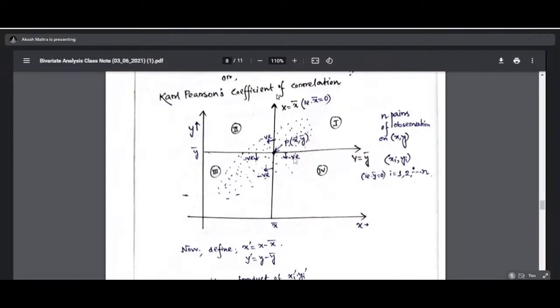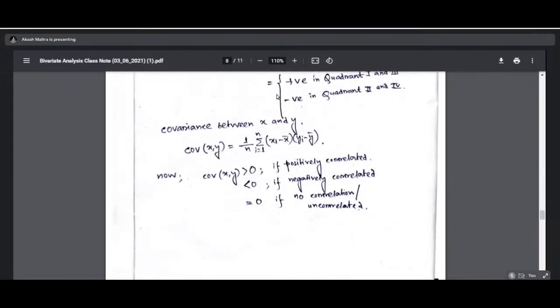Now I have written here that covariance of xy is the sum of the product, and I have taken the average of that. That is, covariance of xy equals 1 by n summation (xi minus x bar) into (yi minus y bar), as we have already done in our mean or dispersion. So now we have to consider only the (x minus x bar) into (yi minus y bar) portion. Covariance xy is greater than 0 if positively correlated, less than 0 if negatively correlated, and 0 if no correlation or uncorrelated.